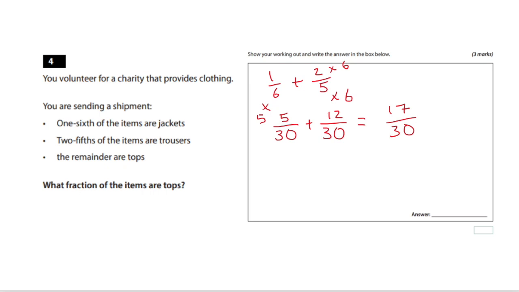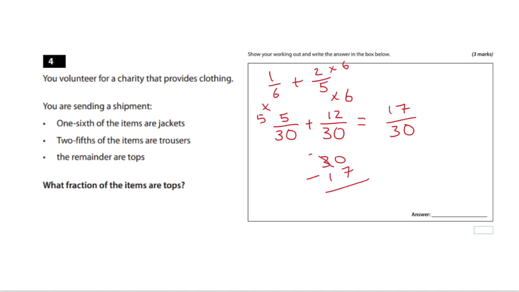Now, the question states the remainder of the items are tops. So the remainder of those items would make a whole. Okay, so we have 17 over 30. Now to create a whole, we know we'd have to have 30 over 30. So all we have to do is subtract the numerator from the denominator to find out how many tops there would be. Okay, so 30 minus 17.